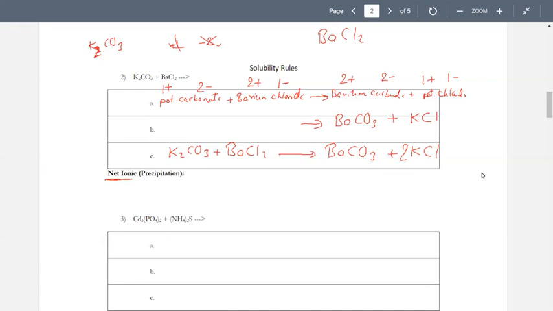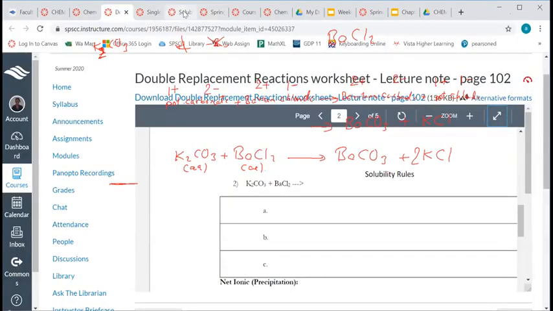So for that, what we need to find is whether these are all in aqueous state, and what we need to figure out is, out of these two products, do they form a precipitate or not? So I want you guys to go to your chart. One is barium carbonate and the other one is potassium chloride. Let's go back to the chart and figure that out. So go back to your solubility chart.